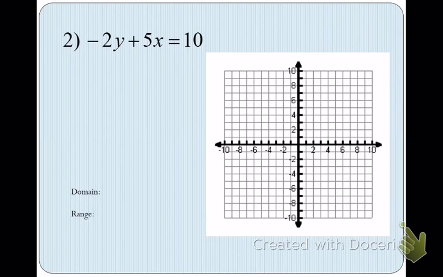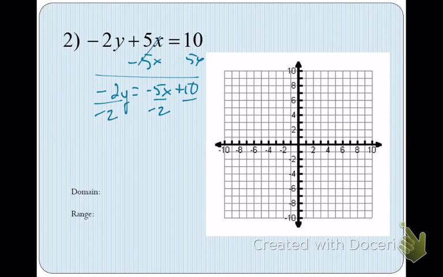Alright, so we're working on getting y by itself. We're going to subtract the 5x first. Okay, got to move that x term first. And we're going to divide through by negative 2. And so y is going to be equal to 5 halves x minus 5.